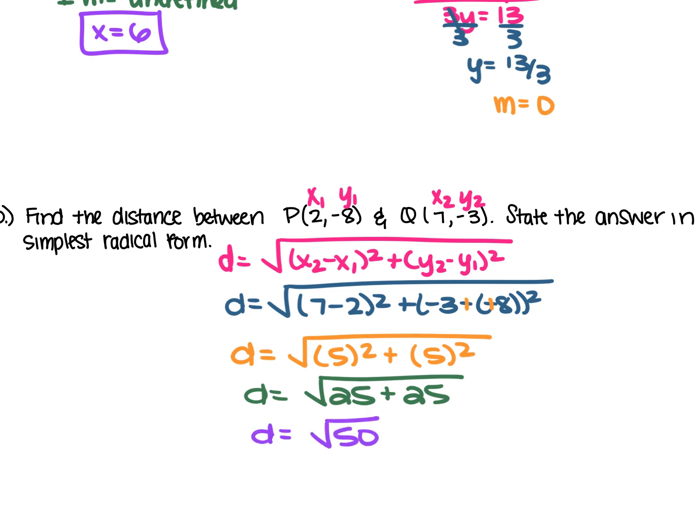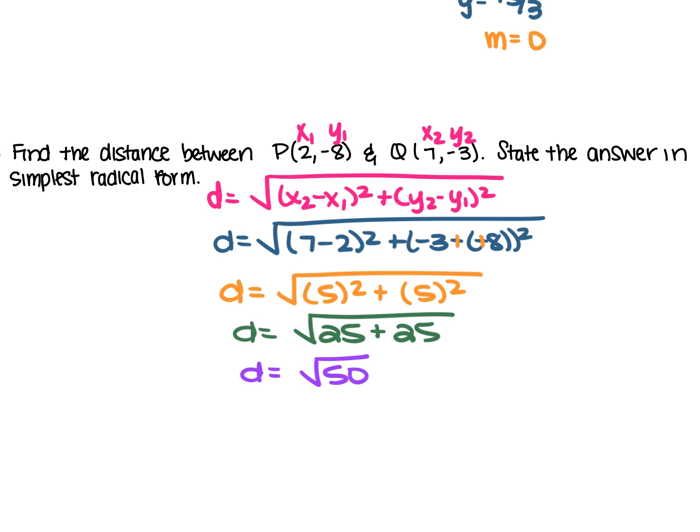This is not in simplest radical form because 50 is 5 and 10. The 10 is 5 and 2. Your two 5s pair up. So that means that you're going to have 5 square root 2 for your distance.